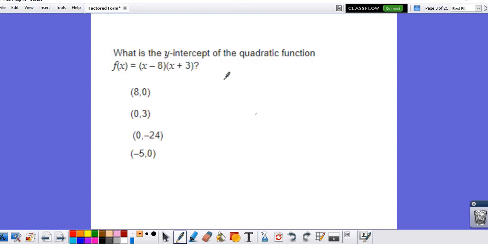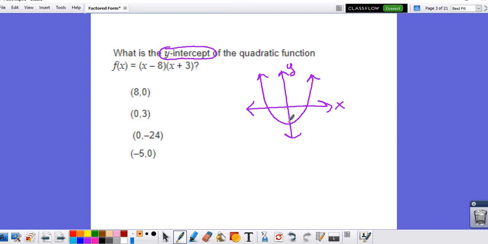Okay, what is the y-intercept of the quadratic function f of x equals x minus 8 and x times x plus 3? And this time you're going to basically do the same thing. You're going to graph it in Desmos, but you're going to look for the y-intercept. So if you graph it here, this is your x, this is your y. If I have a quadratic function, what I'm looking for is this y-intercept. Where does it cross the y-axis? Okay.